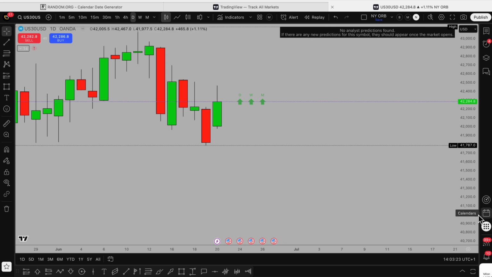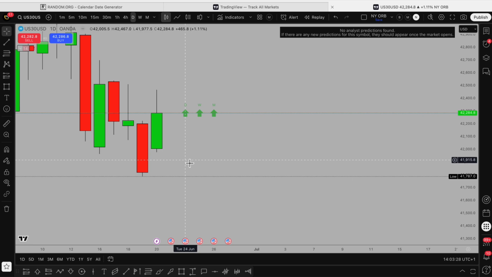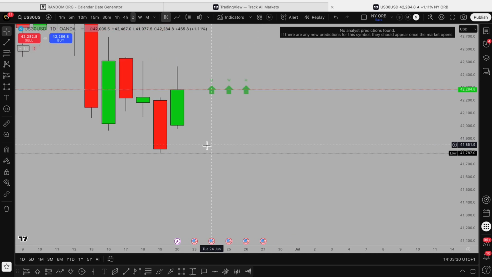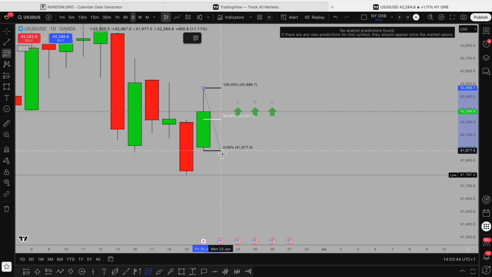If you just follow along for the next 10 minutes, I will show you what I do as soon as the market closes, or maybe 10 minutes before I'm at the charts. This is exactly what I will do. So the first thing is I will go to my fib tool. I'll come to the previous day's candle, high and low. I'll just draw a little fib here.